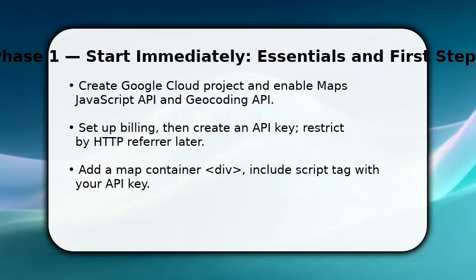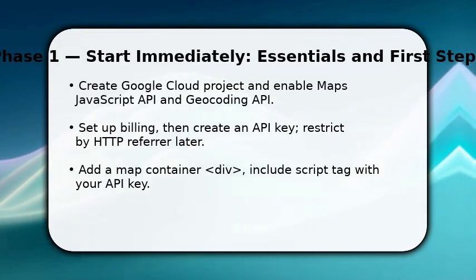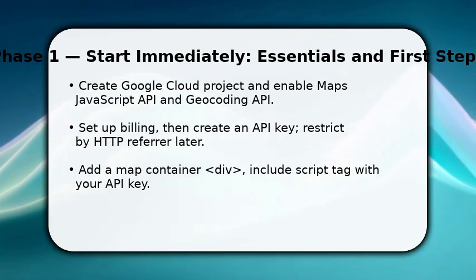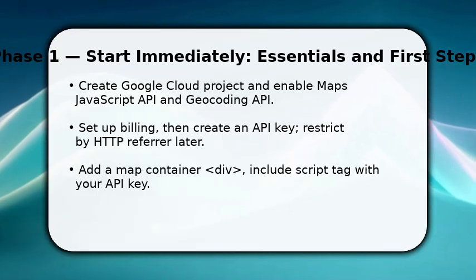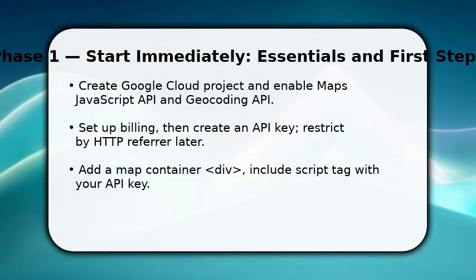Enjoy the video. You begin by preparing your Google Cloud project. Enable the Maps JavaScript API and Geocoding API, and attach billing so requests will work. Once done, create a fresh API key and keep it accessible but not exposed. Next, add a map container div in your HTML and include the Google Maps script tag with key parameter.